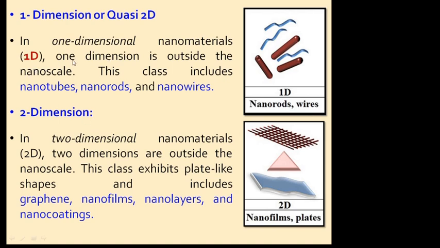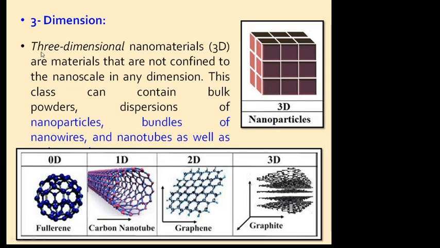Here it's a one dimensional part, okay. And very understandable, one dimension is outside the nanoscale. यहाँ पे two dimensions are outside the nanoscale, so that would be this one. Three dimensional, that means all the three dimensional materials are not confined to the nanoscale, that means x, y and z all are outside the nanoscale, so it's a huge material, right? But still we defined as a three-dimensional nanomaterial.